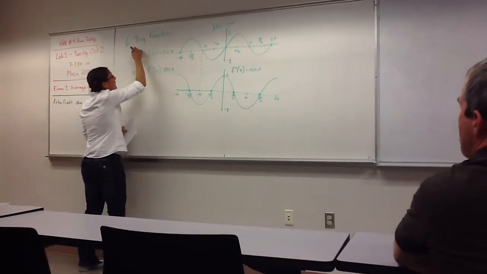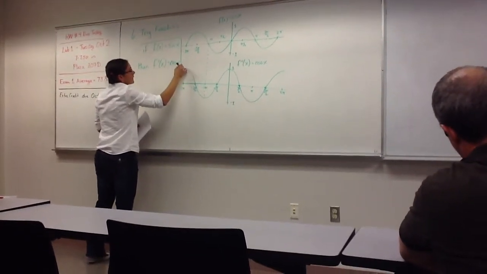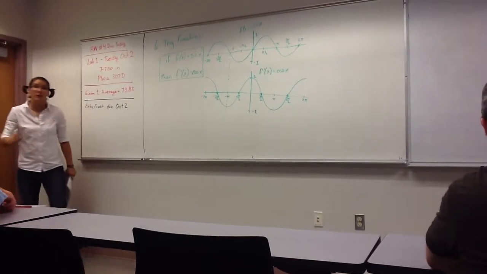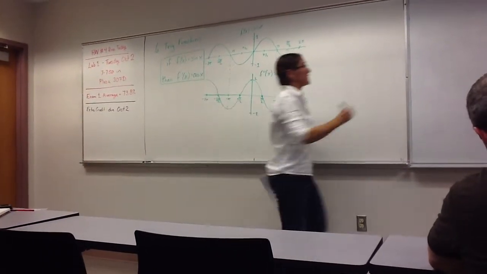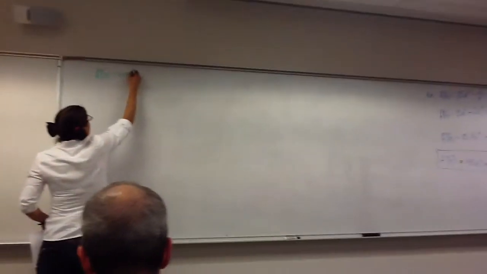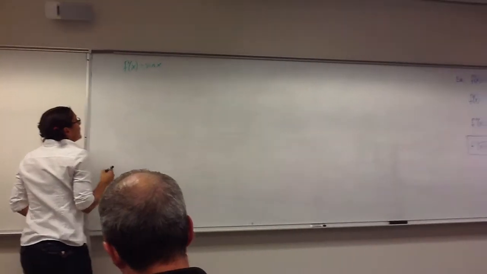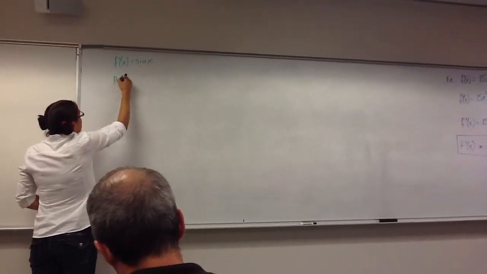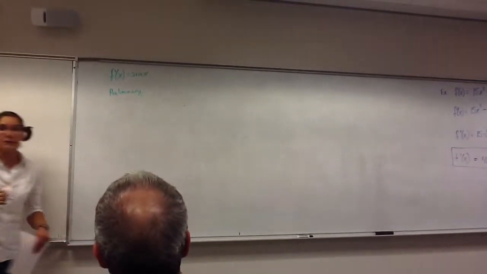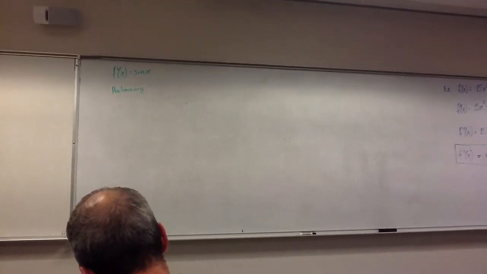If f of x equals sine x, then f prime of x is equal to cosine of x. And we're going to show that using the limit definition of the derivative. So our original function is sine x. And there's a few preliminary pieces of information that are going to be useful before we calculate our limit definition.